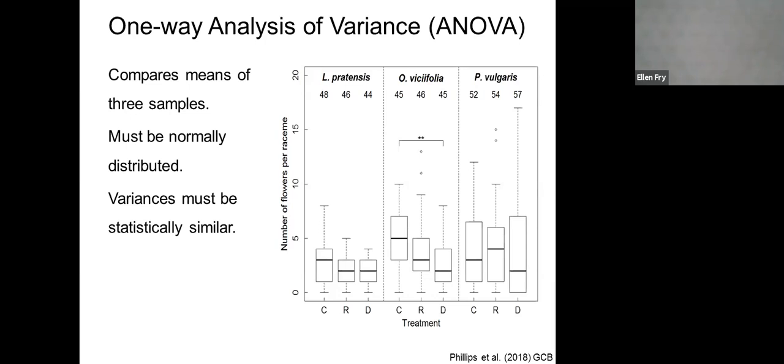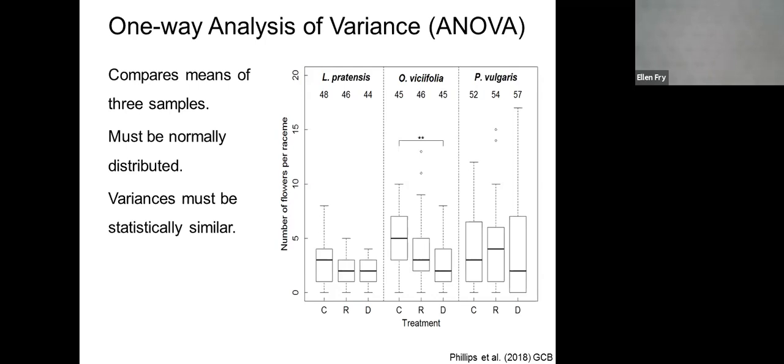And what we see is, well, first let's look at the N. So we have the N, the number of each sample here. So in the control, we have 48 flowers. In the roofed control, we have 46 flowers. And in the drought, we have 44 samples. So each of these box and whisker plots is a combination of the factor levels.